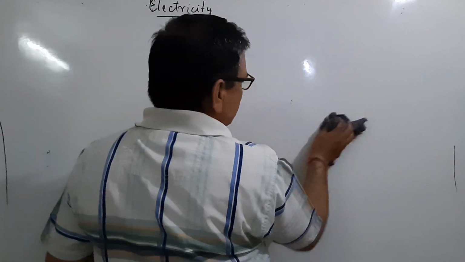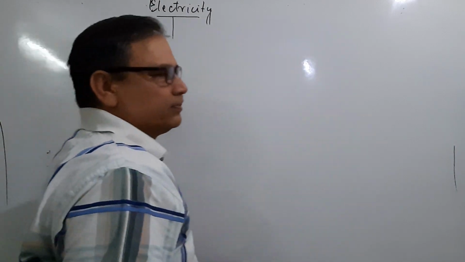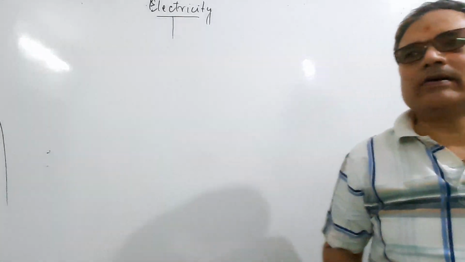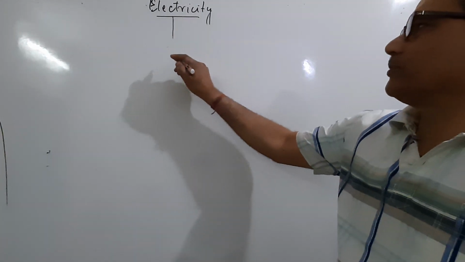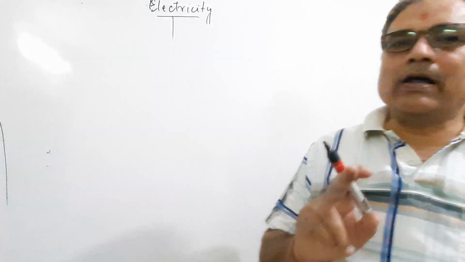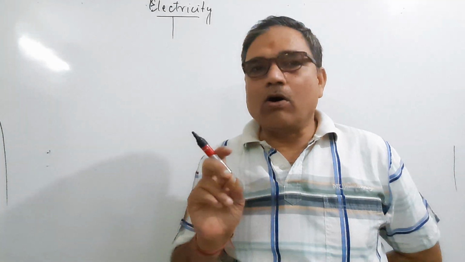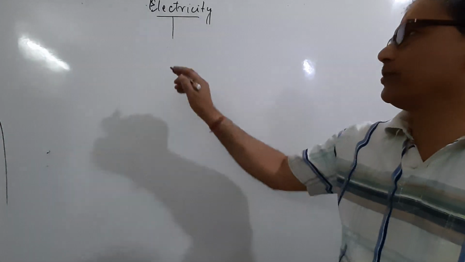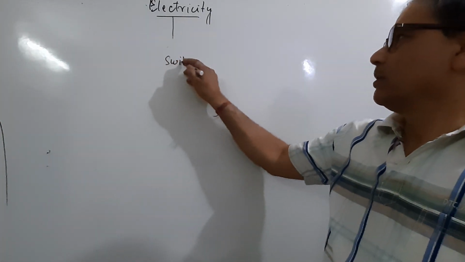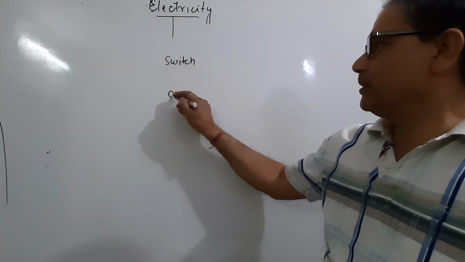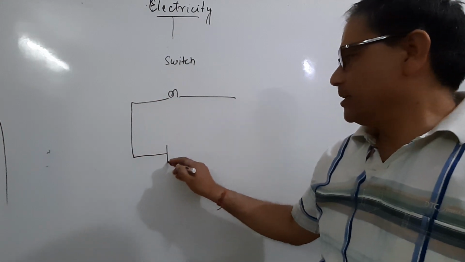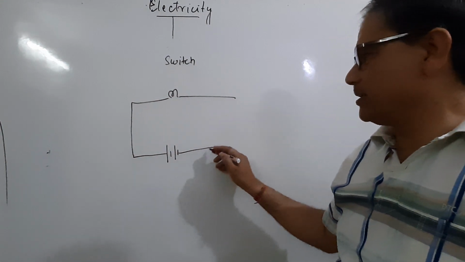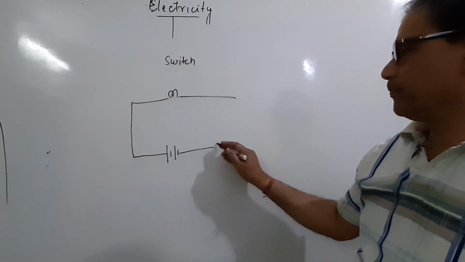If the cell is connected to a bulb, then the bulb will glow, and the bulb will glow only due to the presence of the switch. This is the bulb. Here is the cell or battery. How many cells are there? 2 cells are there.